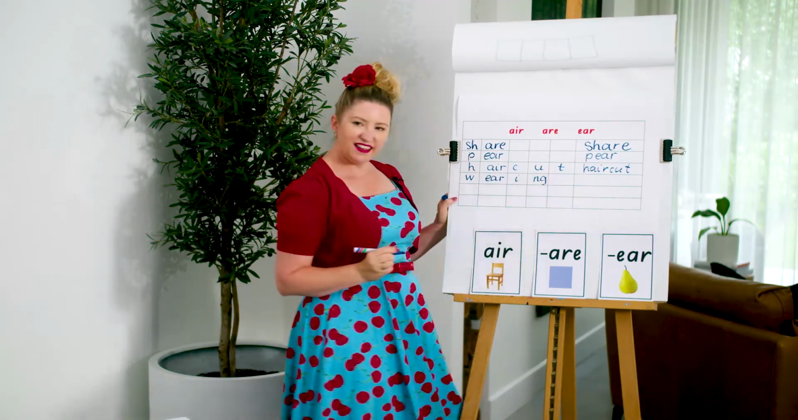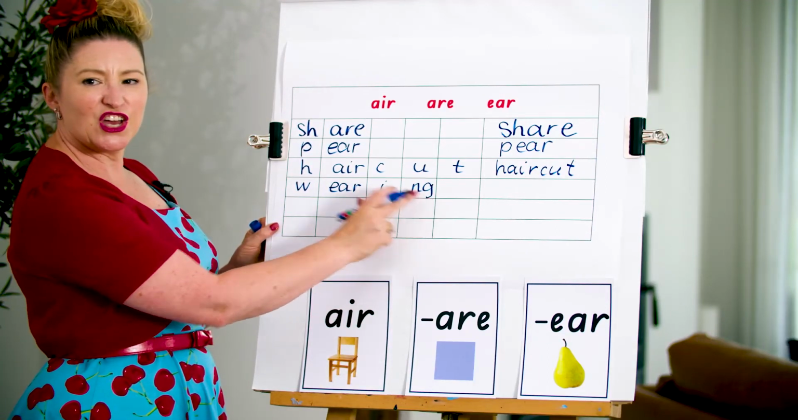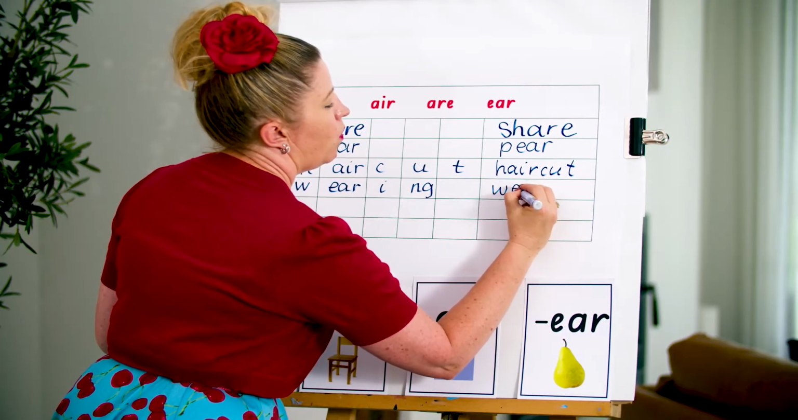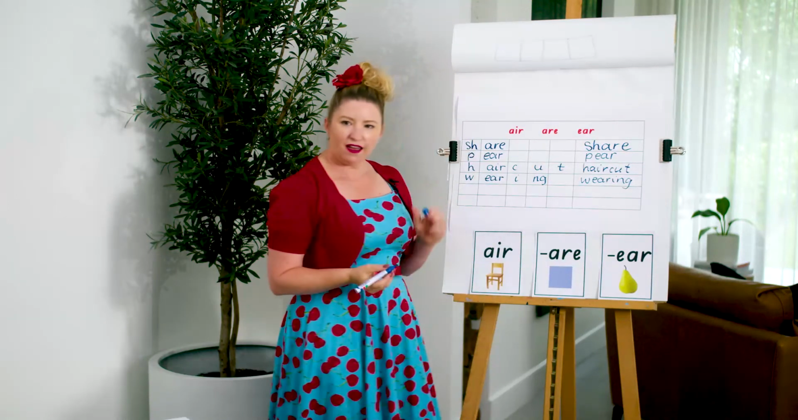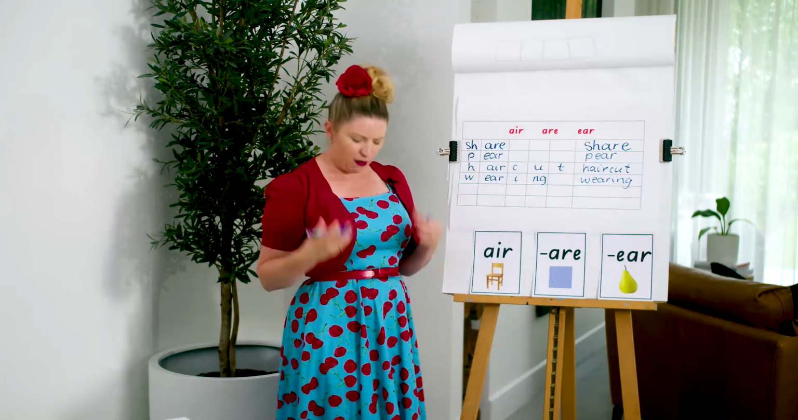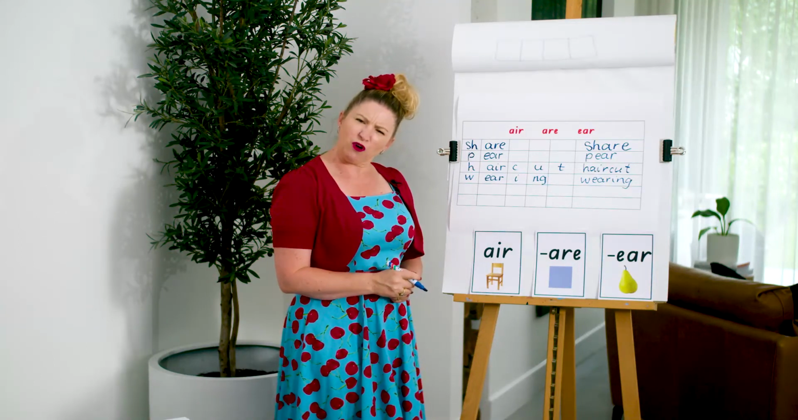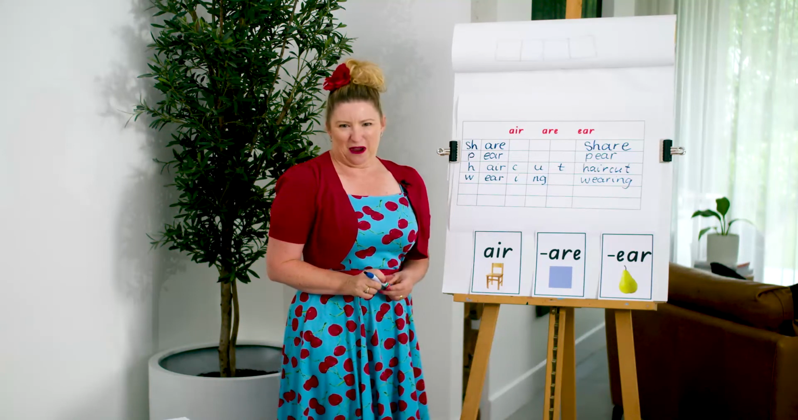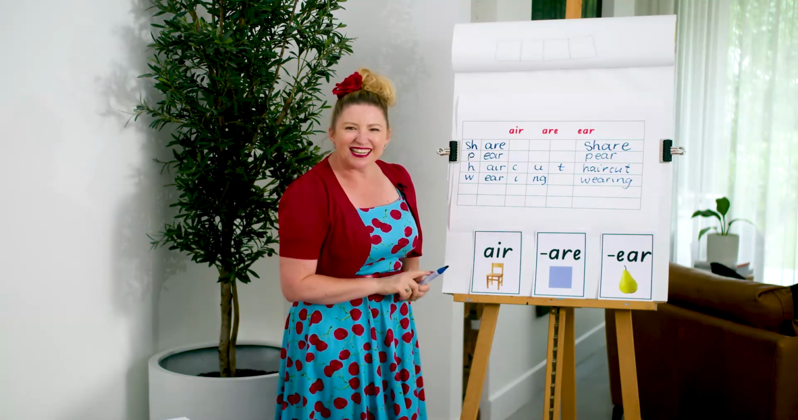Ing. Did you get it? Air, ing. Wearing. Say and do the whole word. Wearing. Present tense to wear. I am wearing a dress today. What are you wearing? Wonder if you're in your school uniform. Are you still in your pyjamas? I'd probably still be in my pyjamas if I was at home doing school. Don't know about you. All right, let's go on to the next word.